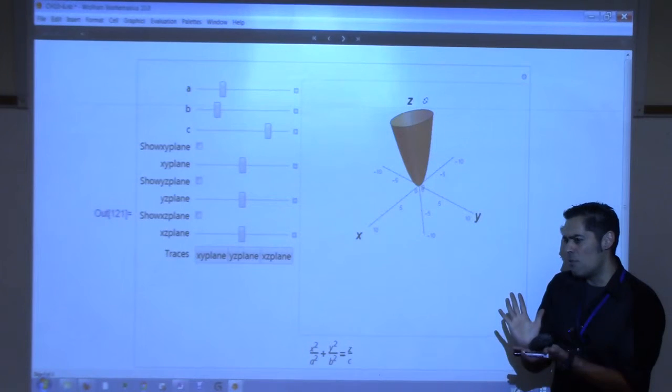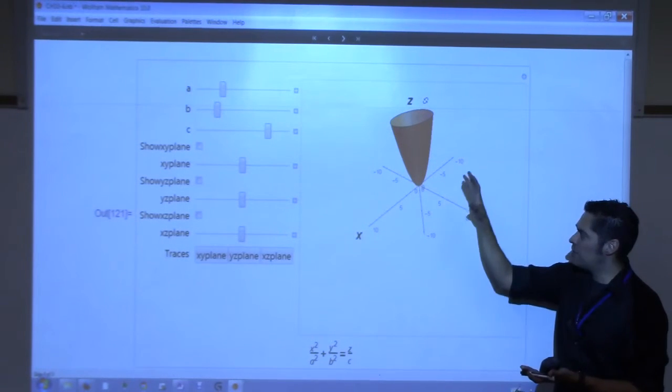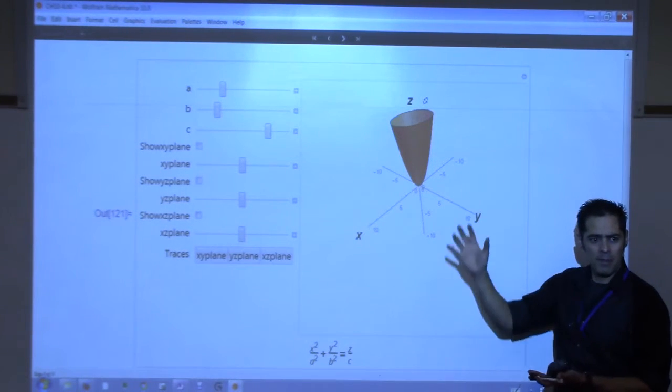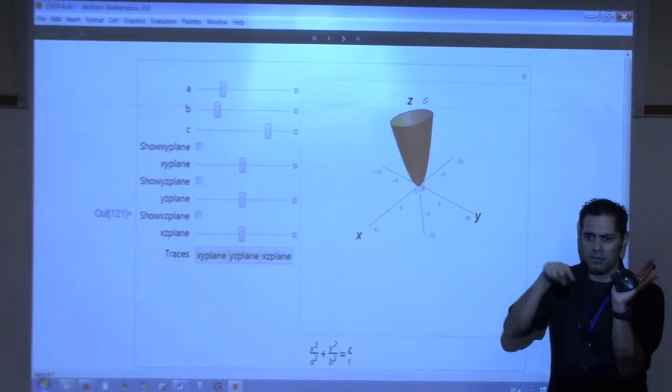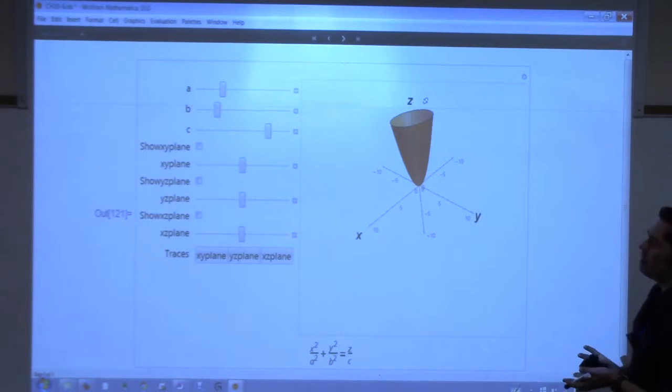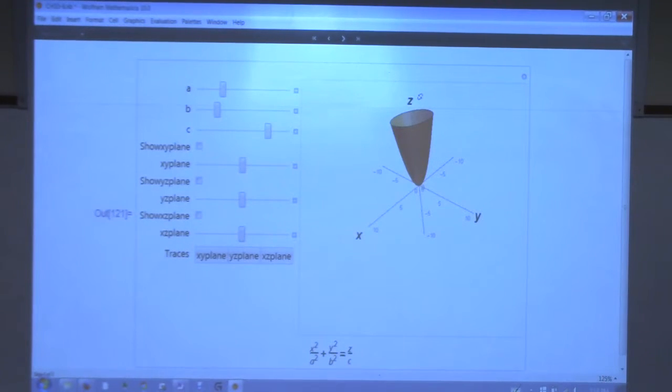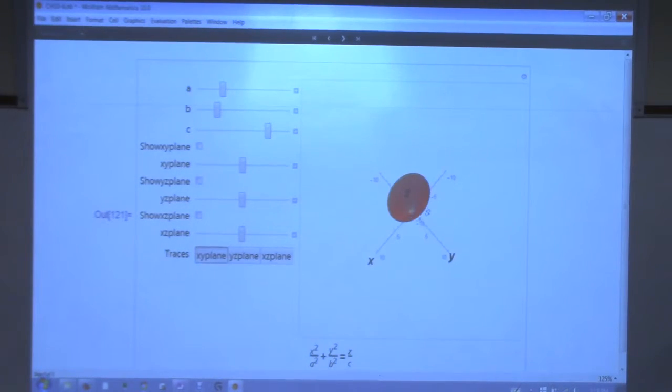A cone would come to a point, right? This is curved at the bottom. Kind of like the absolute value function is a V as opposed to a parabola being curved. So this is kind of like a bowl. And let's see. Traces, there are your traces. If I look at all those traces, what are those? Ellipses.